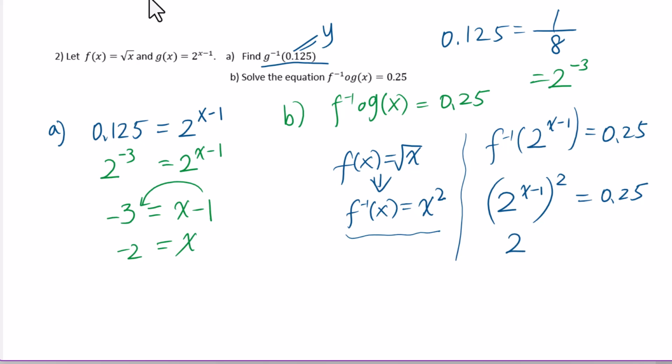2 to the power of power, we do the multiplication, equals 1/4. Basically means 2 to the negative second power. So we cancel the base. 2x minus 2 equals negative 2. 2x equals 0. X equals 0.